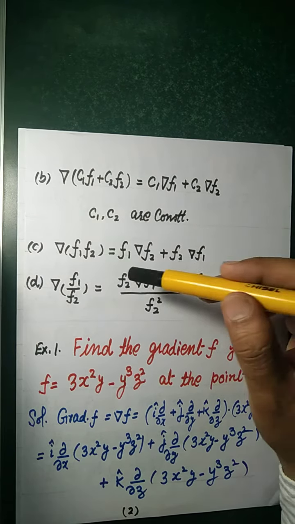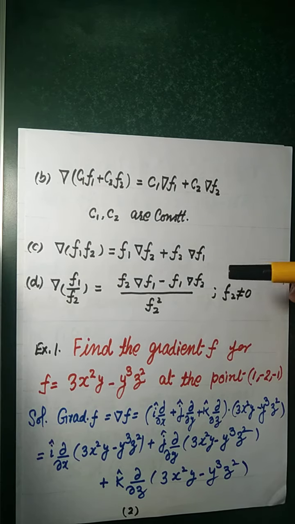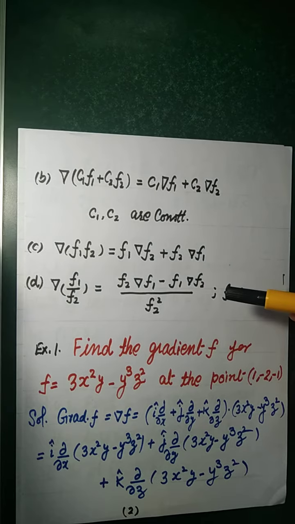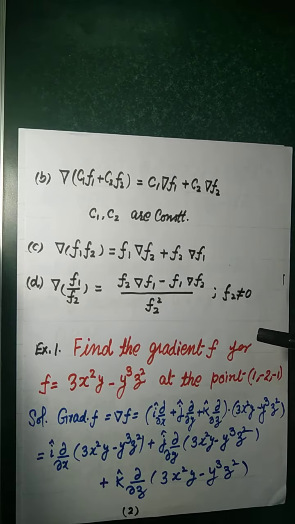Del (f1 f2) equals f1 del f2 plus f2 del f1, and for the fraction f1 by f2 it is given by this relation, where f2 is not equal to 0. Now we have some questions. This is an example, and based on this formula we have some practice questions.